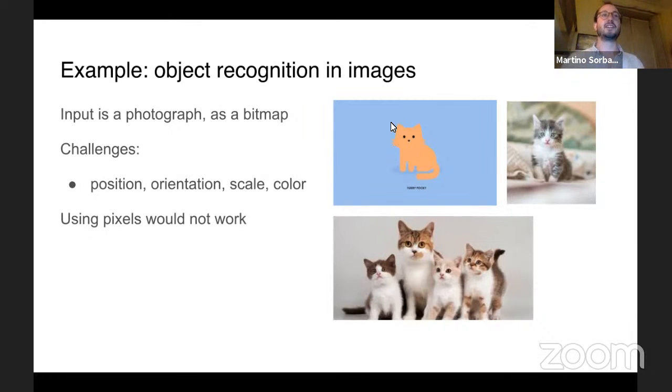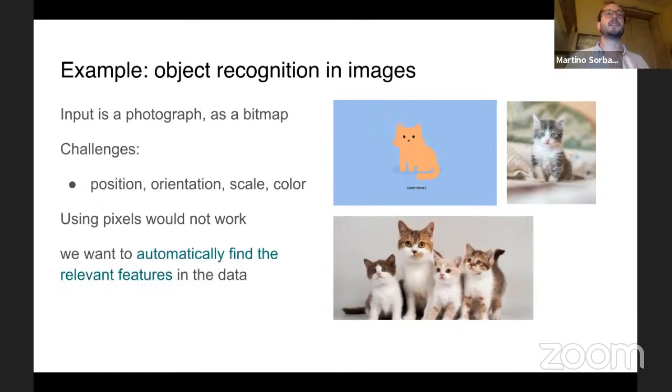So what you do if you want to do this on a computer is you show an algorithm a lot of pictures of cats and hope that the algorithm figures it out. So that's the point of machine learning. It's about automatically finding the relevant features in data, which could be images, but it could be many other things. Automatically find them so that you don't have to tell the computer, this is what you should look at, because we don't know.